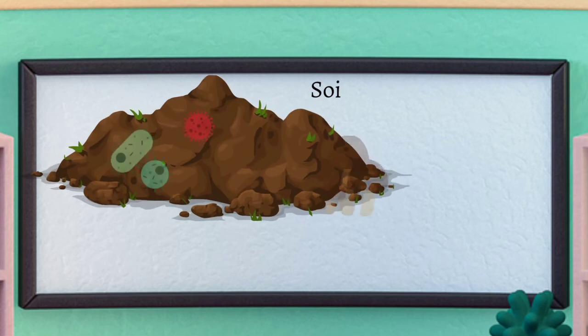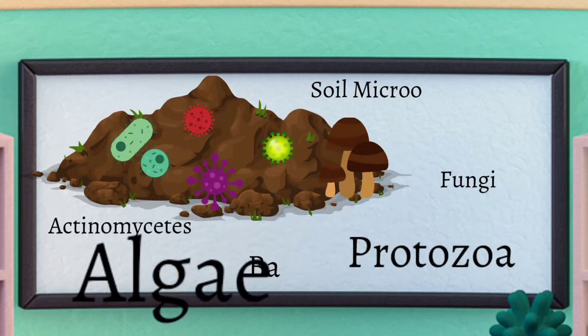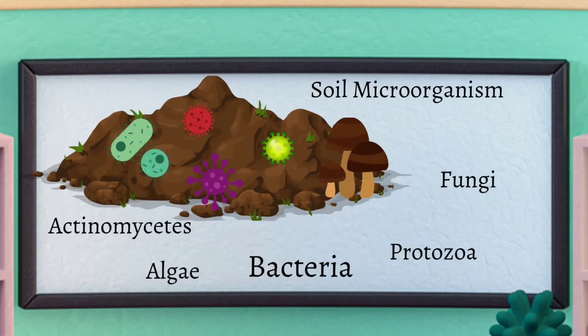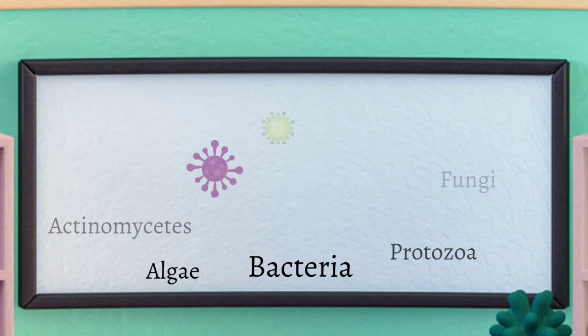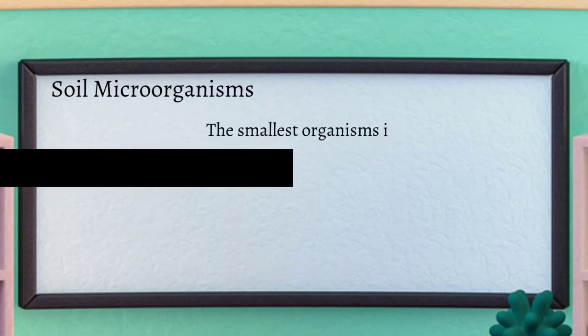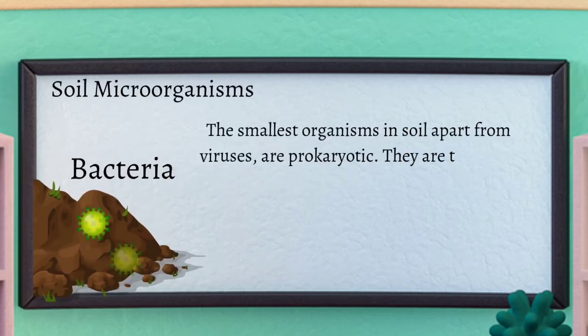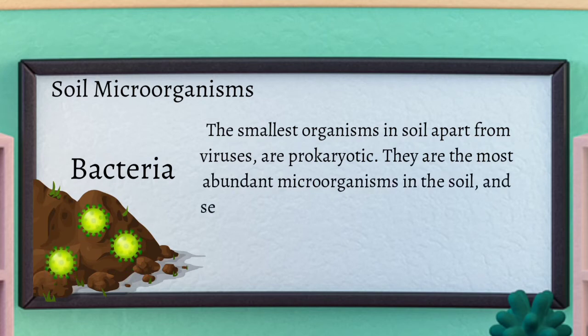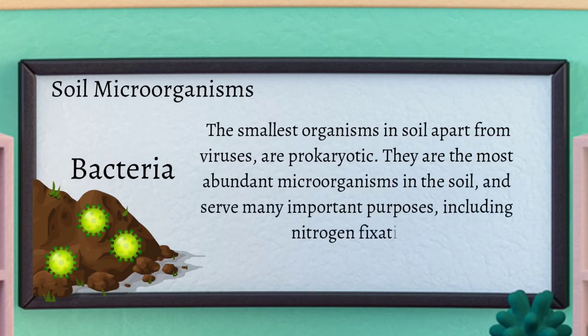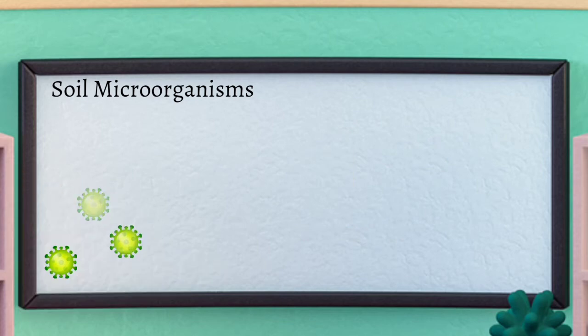Soil microorganisms can be classified as bacteria, actinomycetes, fungi, algae, and protozoa. Each of these groups has characteristics that define them and their functions in soil. So first we have here is bacteria and archaea. They are considered the smallest organisms in soil apart from viruses and are prokaryotic. They are the most abundant microorganisms in the soil and serve many important purposes including nitrogen fixation.